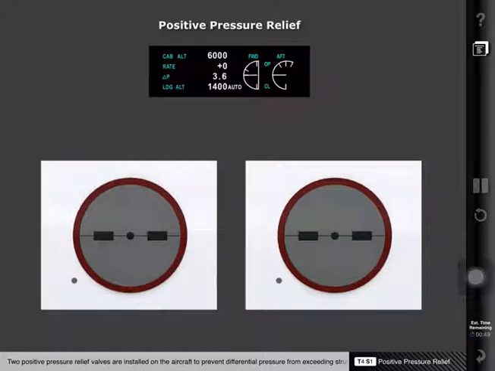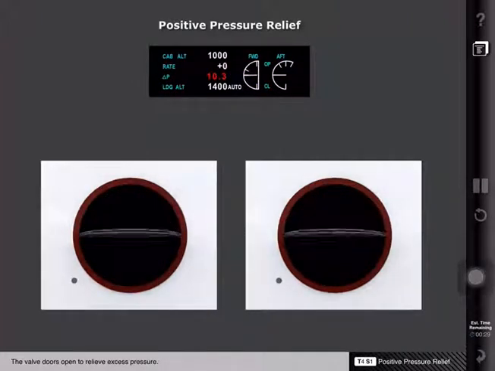Two positive pressure relief valves are installed on the aircraft to prevent differential pressure from exceeding structural limits. During an excessive positive pressure situation, the cabin differential pressure indication changes color from white to amber, then red. The valve doors open to relieve excess pressure.